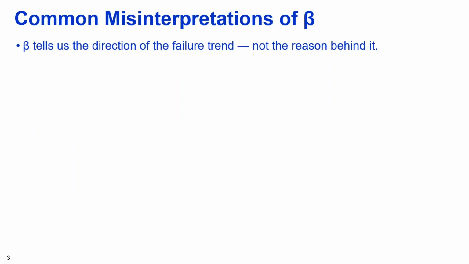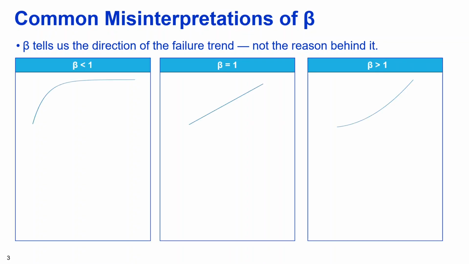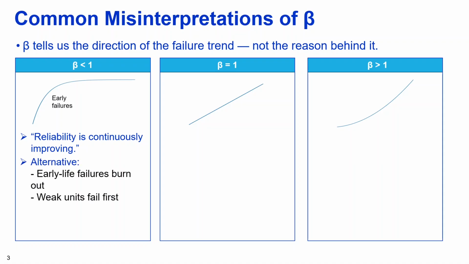And this is where many misunderstandings begin. They see the value of beta and immediately assume they know the cause. If beta is smaller than 1, they assume reliability is continuously improving, or we are on the right track. But in reality, it may simply be because early weak units burned out, not because improvements are effective. In other words, beta smaller than 1 doesn't guarantee long-term improvement.